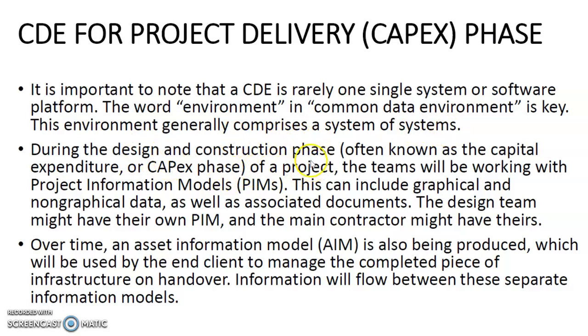During the design and construction phase, often known as the capital expenditure or CapEx phase of the project, teams will be working with the project information models. This can include graphical and non-graphical data as well as associated documents. The design team might have their own project information models, and the contractor might also have their own. Over time, an asset information model is also being produced, which will be used in the end by the client to manage the completed piece of infrastructure upon handing over. Information will flow between these separate information models.